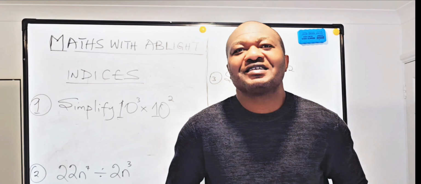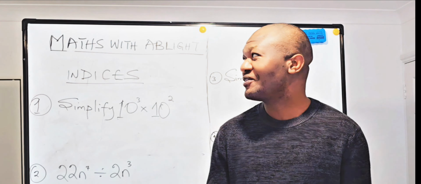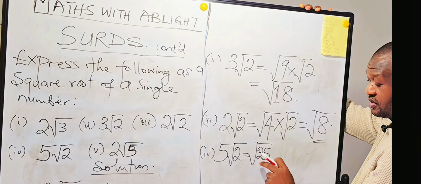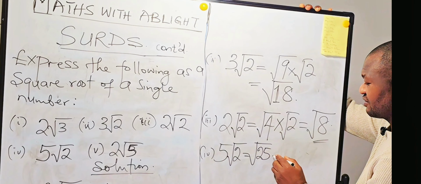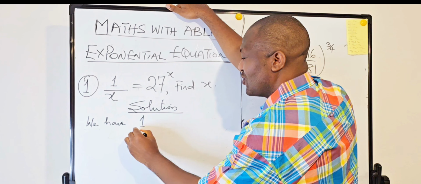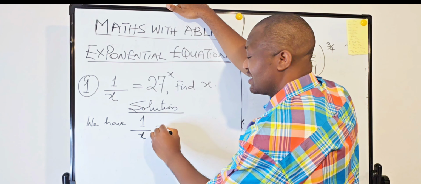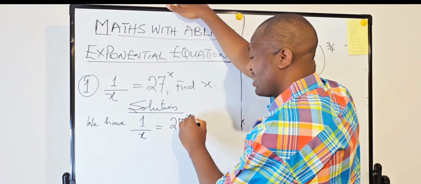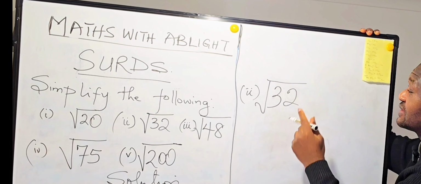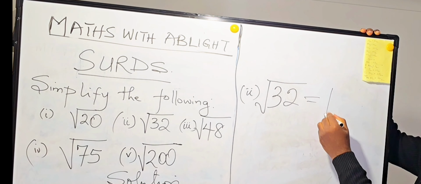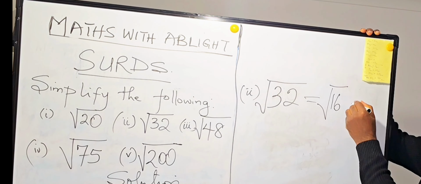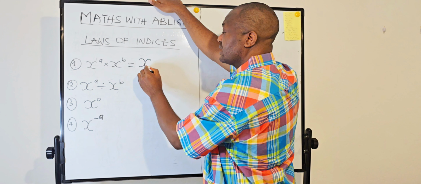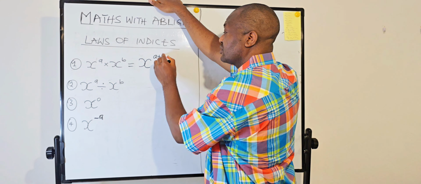Good morning, class. Welcome to another edition of Maths with Ablight. The square of 5 is 25, so you put it in square root because the square root of this will give you exactly 5. 1 over x is equal to 27 raised to power x. Express square root of 32 as square root of 16 multiplied by square root of 2. X to power a plus b.